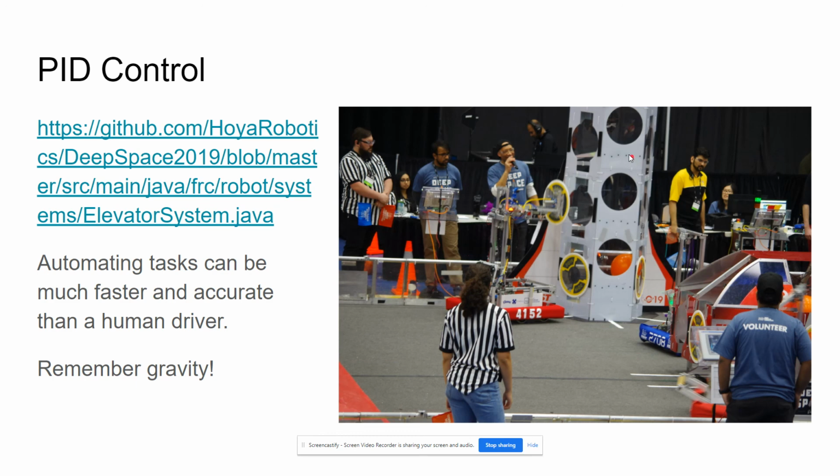And the basic idea is that the driver would get into position and would press a button. That button would raise the elevator to this level. It would start in the down position and move up, and as it moved up, it would start off really fast, and then as it got closer, it would start slowing down. So this is the proportional part of PID control. The farther away you are, the faster you go; the closer you are, the slower you go.